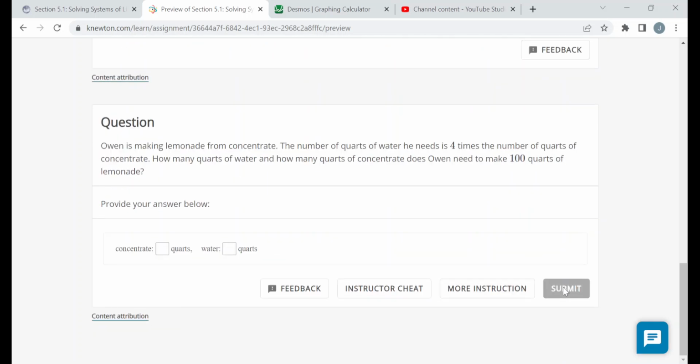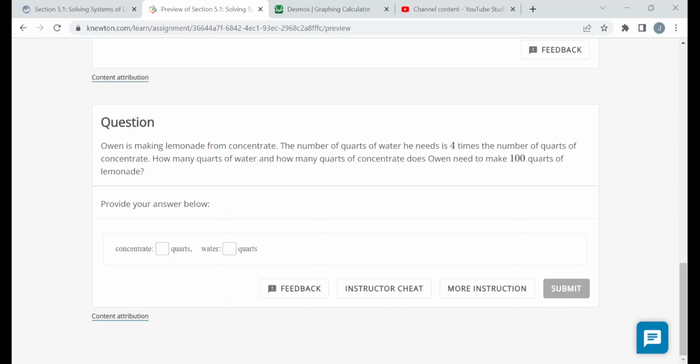Now they actually have us trying to solve how many quarts of concentrate, how many quarts of water are necessary. Now you could have probably already guessed that it's 80 and 20. 80 quarts of water, 20 quarts of concentrate. But let's look at a graph.